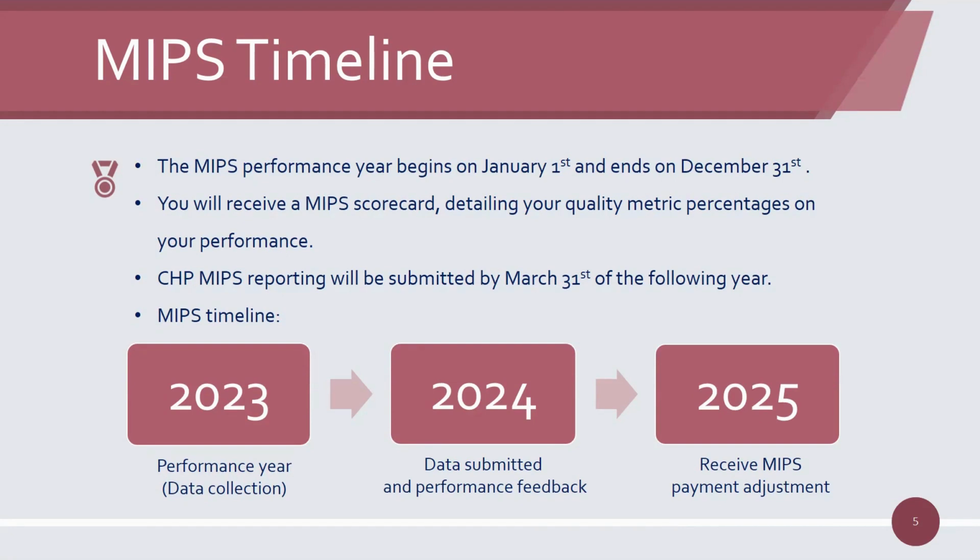CHP MIPS reporting will be submitted by March 31st for the preceding performance year. The MIPS timeline is described in the flow chart just below. 2023 is our performance year in which data will be collected. Data collected in 2023 will then be submitted by March 31st of 2024. After submission, performance feedback will be given in the latter part of that year. In 2025, CMS will apply a MIPS payment adjustment for our 2023 MIPS reporting submission.